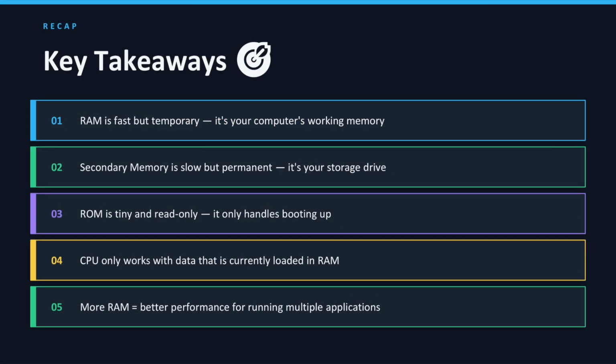Let's quickly recap the 5 key things from today. 1. RAM is fast but temporary. It is your computer's working memory. 2. Secondary memory is slow but permanent. It is your storage drive. 3. ROM is tiny and read-only. It only handles booting up. 4. The CPU only ever works with data that is currently loaded in RAM. 5. More RAM means better performance when running multiple applications. If you remember just these 5 points, you have a solid foundation.